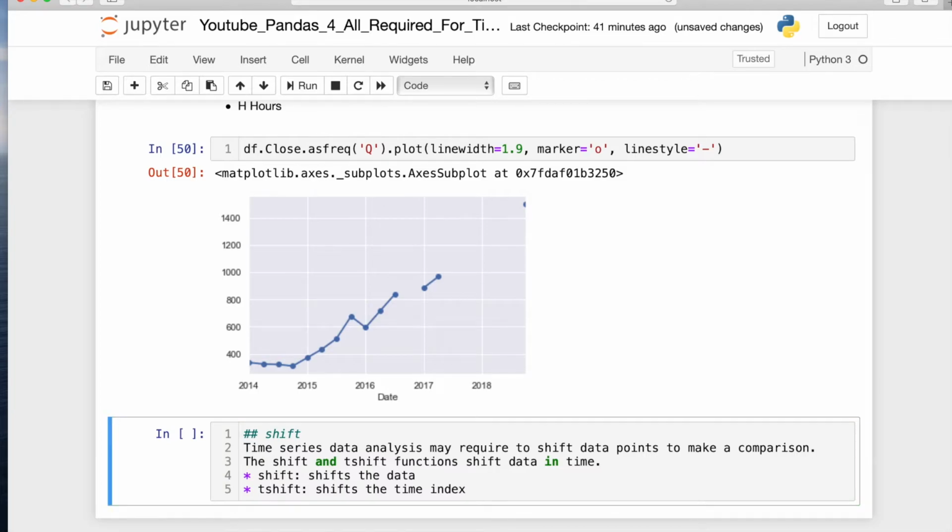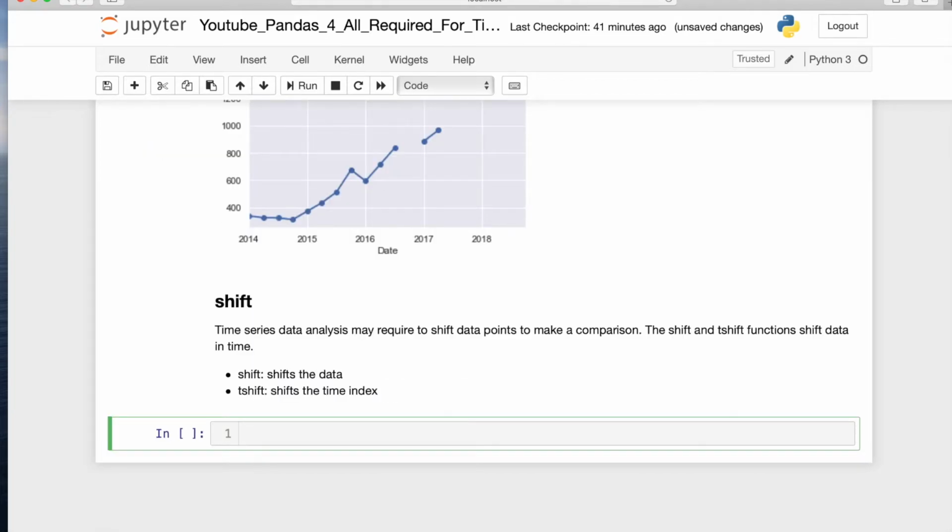Shift is that I want to analyze my data after 2 days. Not from the starting day, but after 5 days I want to analyze the data. So let me show an example.